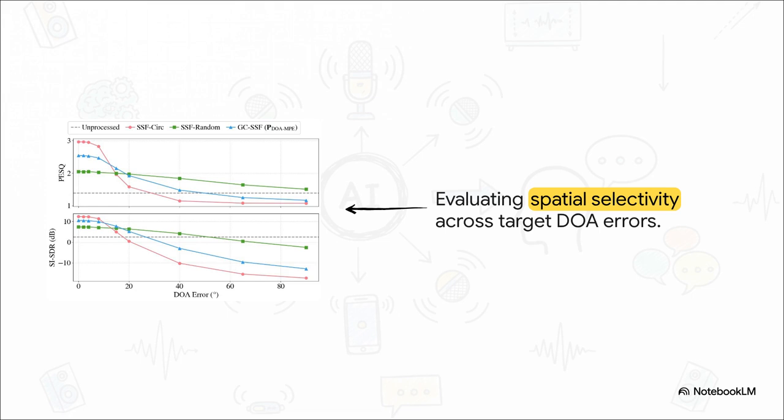Now, counterintuitively, we actually want to see that steep drop. It proves the system is highly spatially selective. It's acting like a highly trained sniper, not a scattergun. It aggressively filters out absolutely everything except the specific coordinate it was told to focus on.